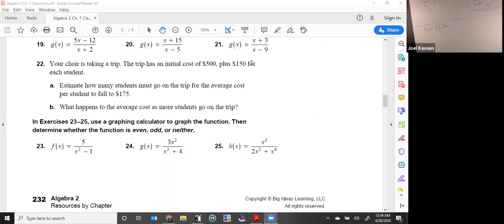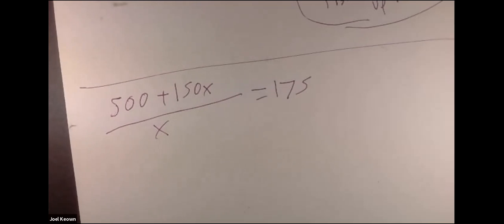Which then says, well, average cost. Well, average would be, I take this and divide it by how many students are going. Well, how many students are going is x. So I get that. And I want that to equal 175. Well, let's see what that gives me. So I'm going to stop here for just a second so you can see that a little bigger. There's the equation I have.